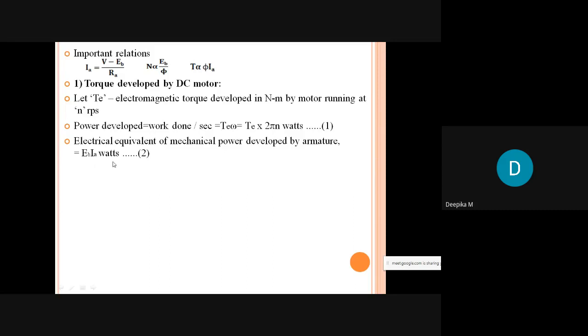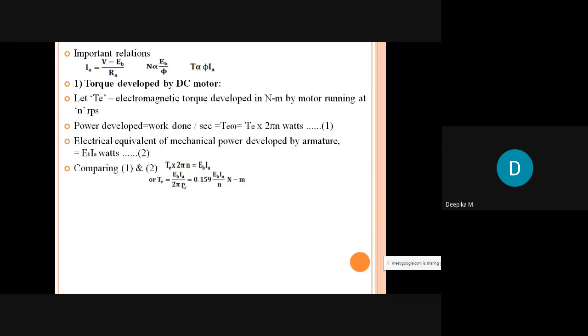At steady state condition, these two powers are equivalent, because this is the mechanical power we have written in mechanical terms, and this is the mechanical power we have written in electrical terms. So hence these two are equal. Let us equate these two equations. So next, what can we write? The torque developed TE is nothing but Eb Ia divided by 2 pi n.